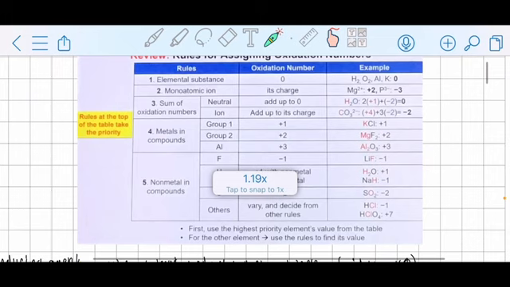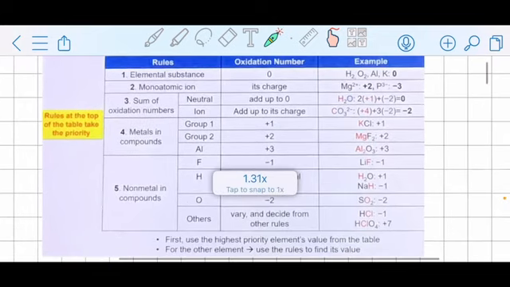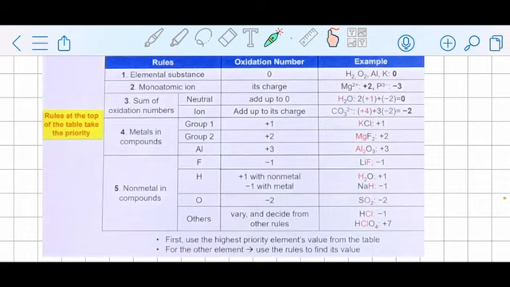Here are some of the rules for assigning oxidation numbers so we can determine whether it is a reduction or an oxidation. For elemental substances, for instance H2, O2, aluminum, potassium, the oxidation number is 0. If it is a monoatomic ion, for instance Mg2+, or phosphorus with a 3- charge, then the charge is the oxidation number. The sum of oxidation numbers for a neutral compound adds up to 0. So for H2O, since there is no charge associated with it, the oxidation numbers sum to 0. For an ion, it adds up to its charge.